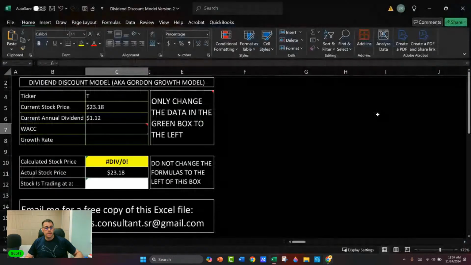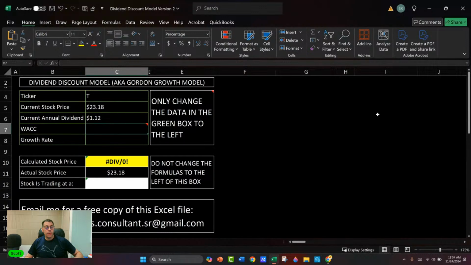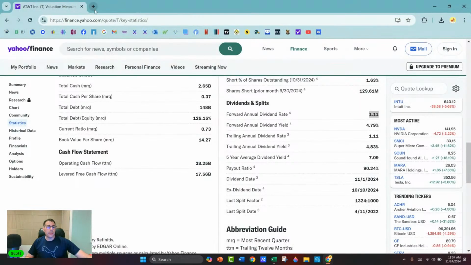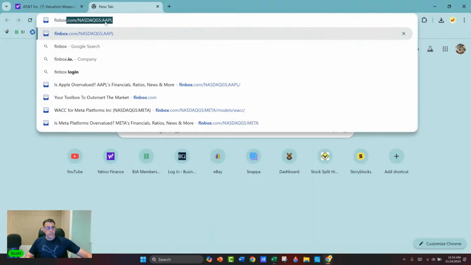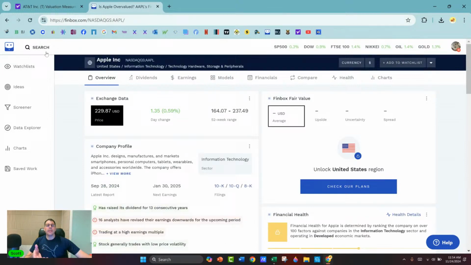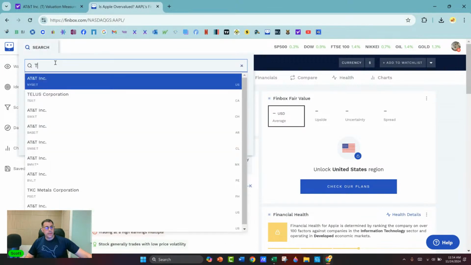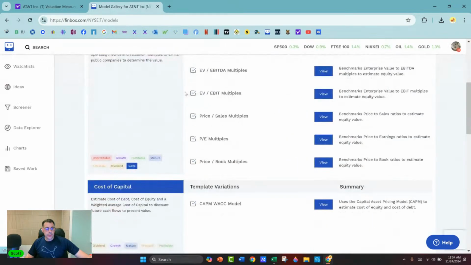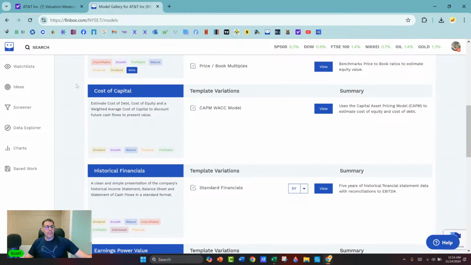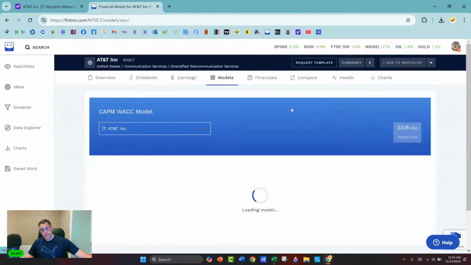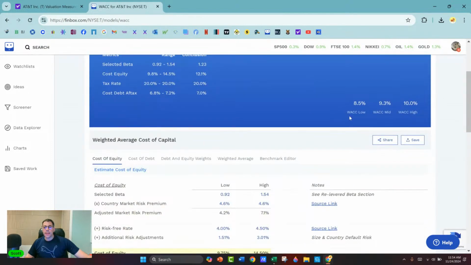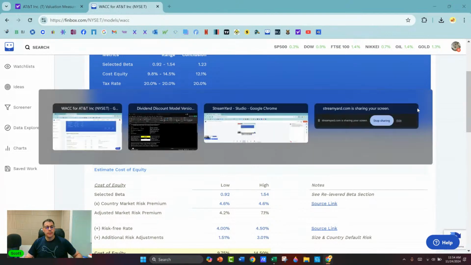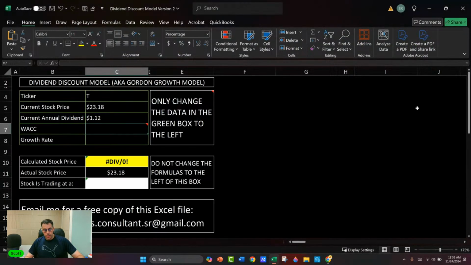So the WACC, we all know we can use Finbox for the WACC. So you go to Finbox, and they provide WACCs for you. So just put in AT&T, go to models, go to cost of capital, and then view. And they give you the various WACCs, 8.5 up to 10%. So you can use any of the WACCs you want. The lower the WACC, the higher the valuation will be.